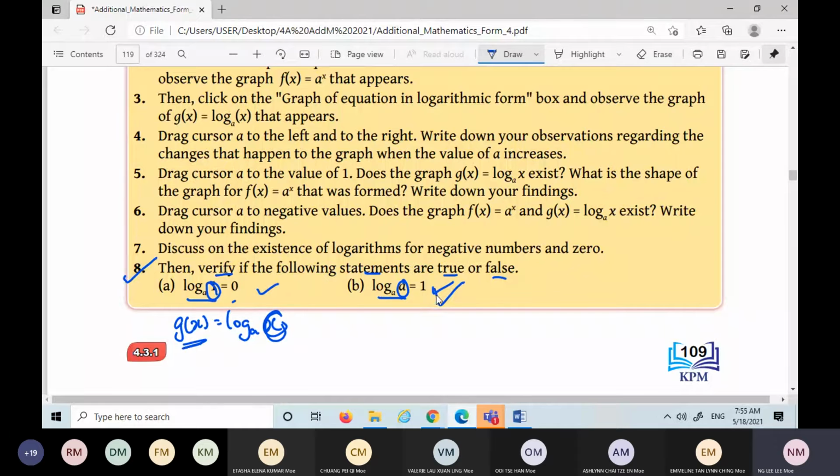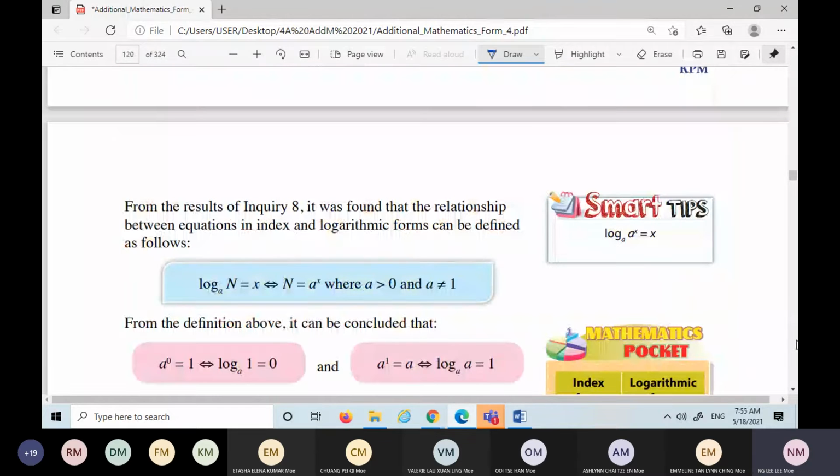So these two you have to remember. All these I proved through the graph. We go to the next one.